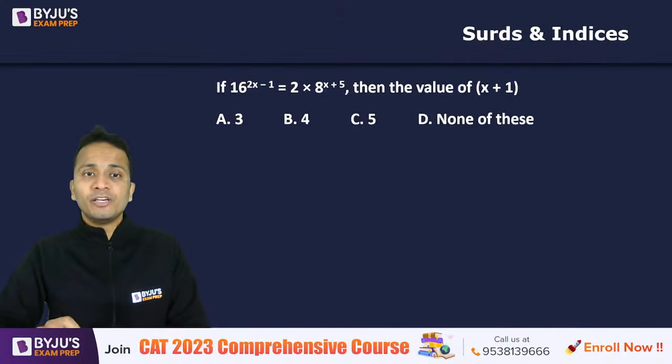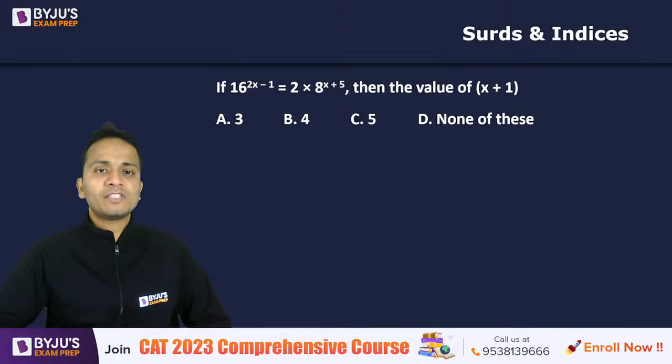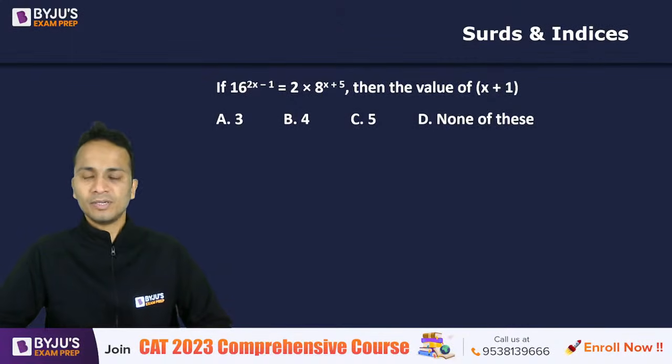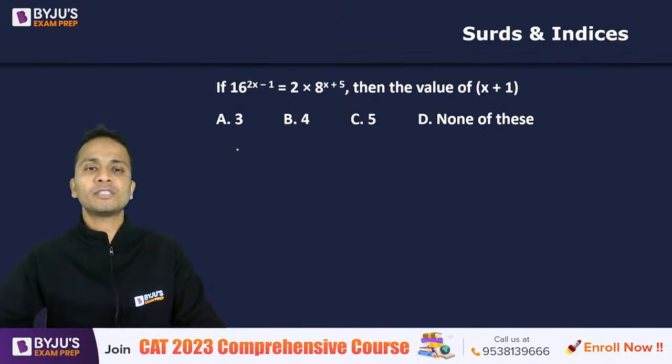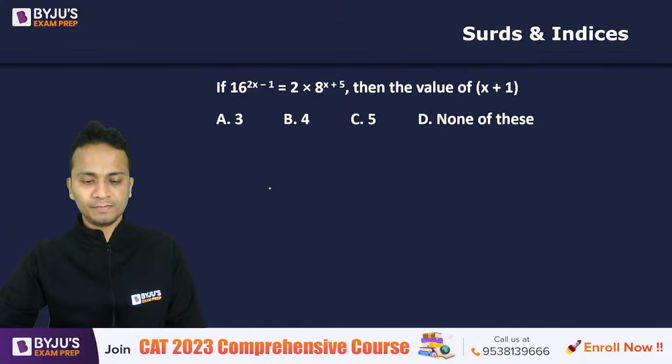Read the entire question carefully. So on the left hand side, you have 16 raised to the power 2x minus 1. On the right hand side, you have 2 multiplied by 8 raised to the power x plus 5. Okay? So solve this question carefully and find out the value of whatever expression that is given. You have 4 options: A, B, C, and D. 3, 4, 5, none of these. Quickly simplify this.